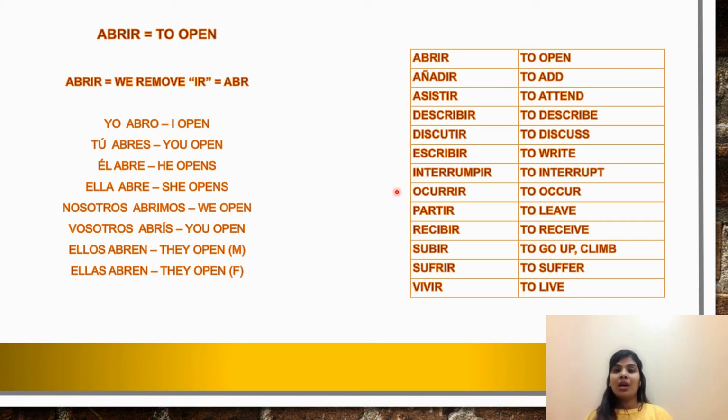Ocurrir, to occur. Partir, to leave. Recibir, to receive. Subir, to go up or to climb. Sufrir, to suffer. Vivir, to live. Also conjugate as many verbs as possible with the appropriate endings that we have shown you with the verb abrir, so that you can get more confident.